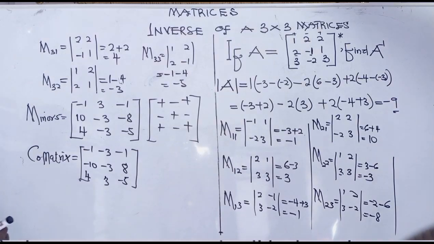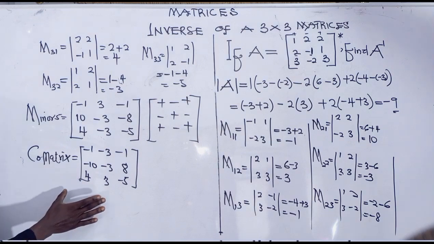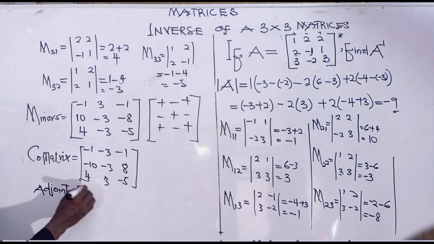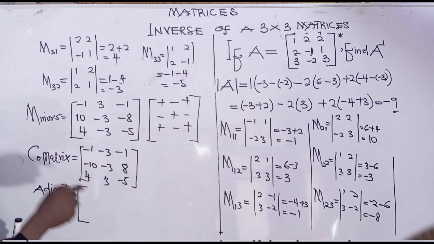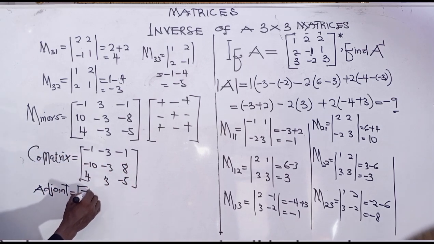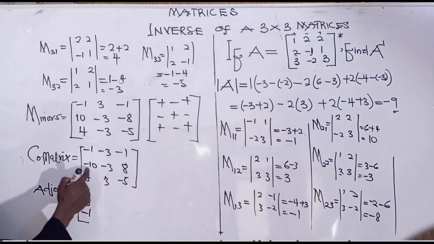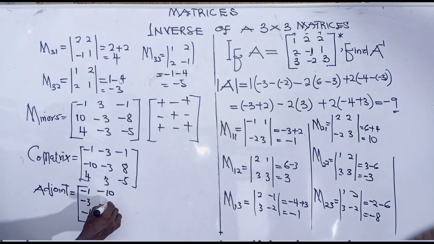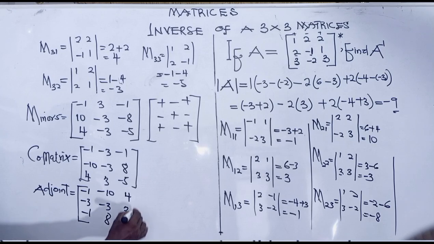So the next thing to find is what? To find our adjoint. Now we can find the adjoint by finding the transpose of the co-matrix. So in doing that, the first row will become the first column. So we have minus 1, minus 3, minus 1. Then the second row will become the second column. So we have minus 10, minus 3, and then 8. And then the third row will become what? The third column. So we have 4, 3, and then negative 5.